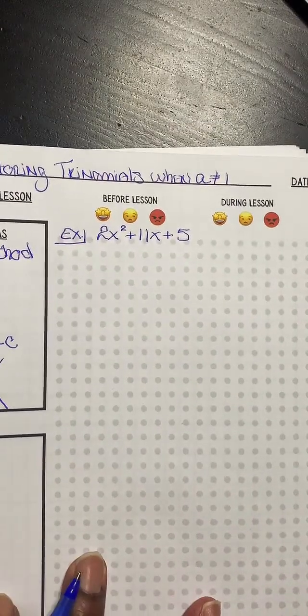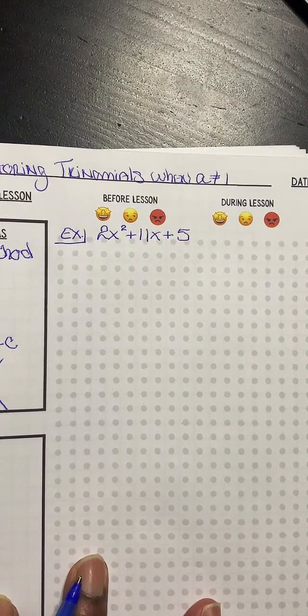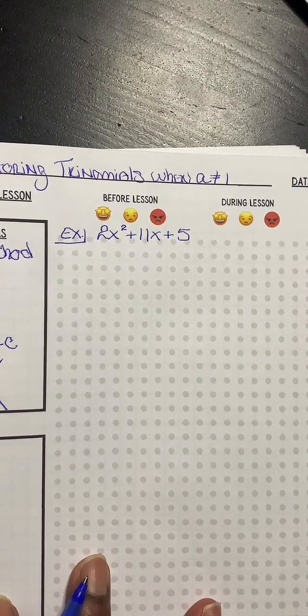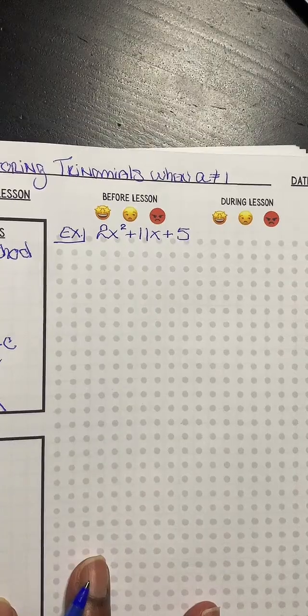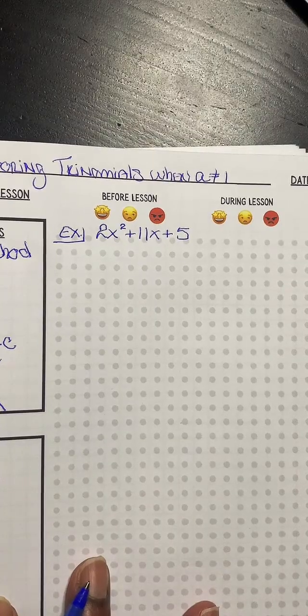Okay, so 2x squared, and I'm going to show you this in two ways, and you get to pick which way best suits you.